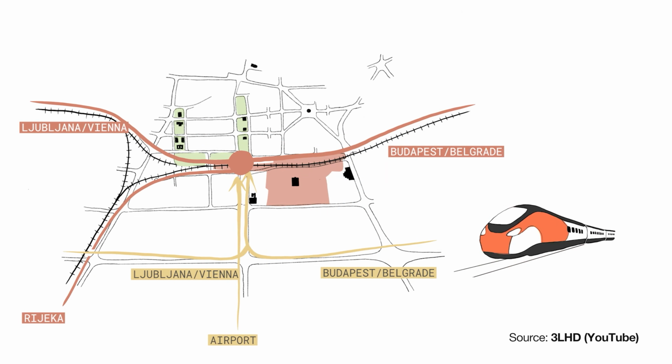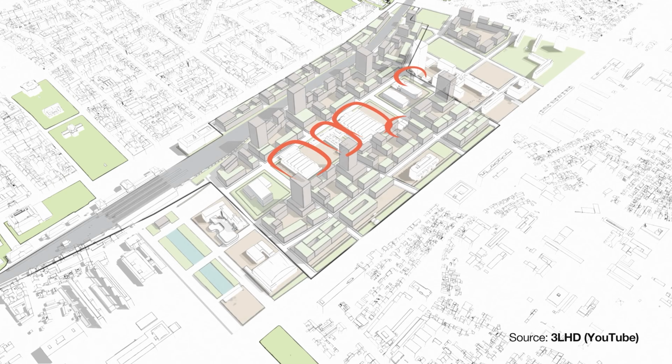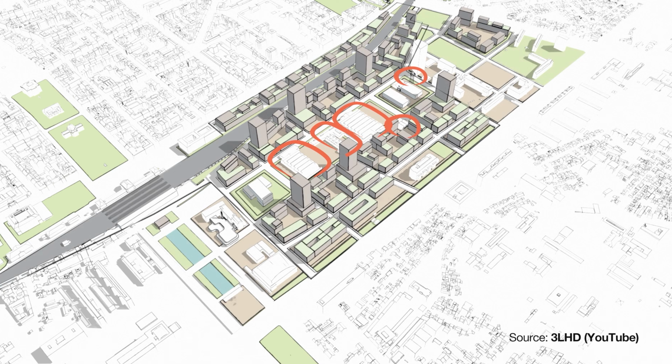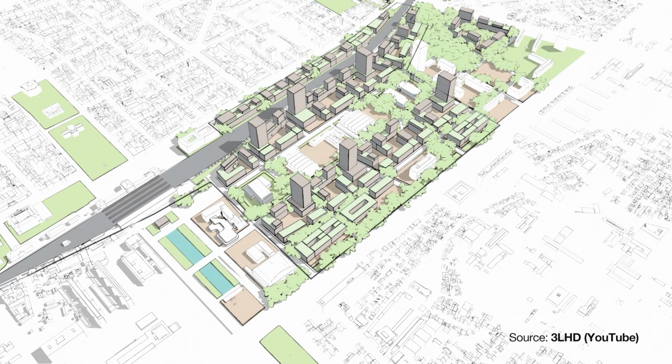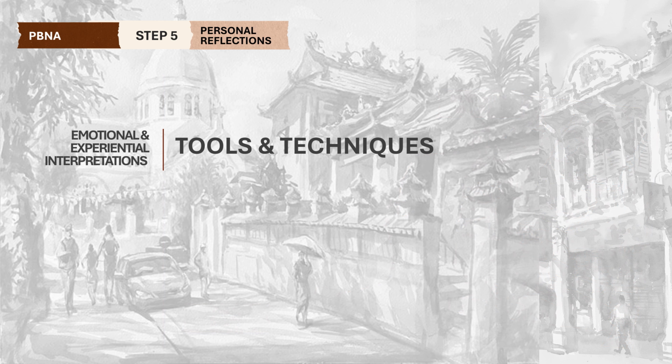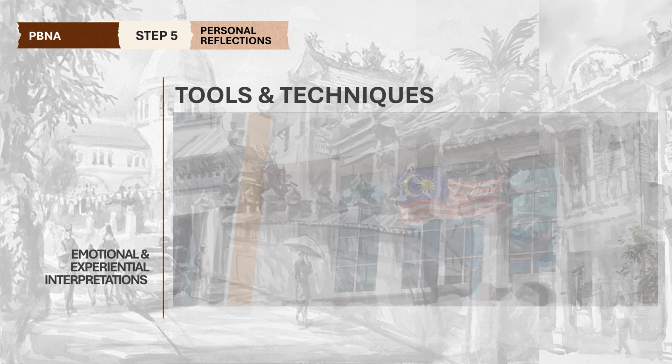And the outcome is a rich, layered narrative map that captures the cultural and emotional identity of the place and forms the foundation for design responses that are rooted in real, lived experiences. Step 5. Personal reflection on the city's sense of place.